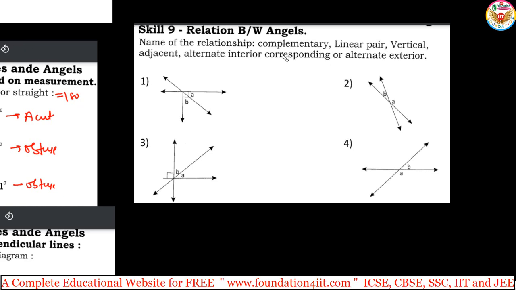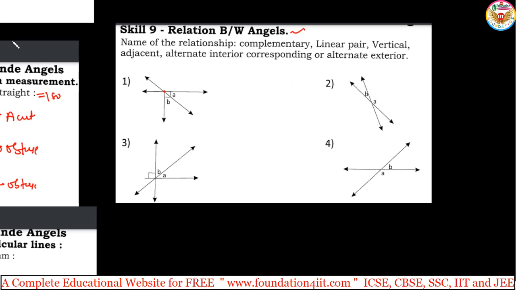Next we have relations between angles like complementary, linear pair, vertical, adjacent, alternate interior, corresponding angles and alternate exterior. This is very important in geometry concepts. Complementary angles, linear pair, we have to mark this. So this A and B, the two angles with the same vertex, linear pair, and vertically adjacent, alternate interior, corresponding. A few examples I'll show here which are given.